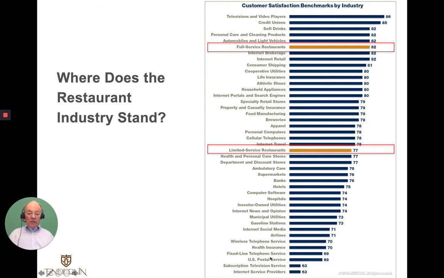What is down here at the bottom? Telecommunication services, internet services, providers, and so on towards the bottom. That's certainly been my experience. I would rate them down there. I don't know about you in the Philippines, but certainly in the U.S. and my time in Singapore, I would say they belong down there. But up at the top, you see things like credit unions, soft drinks, some of those others. So we're comparing all industries here.